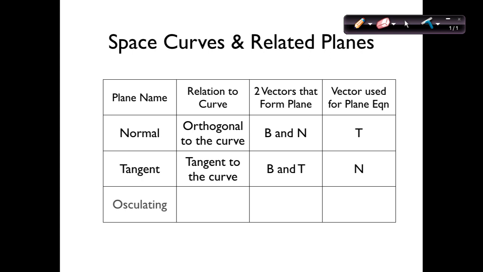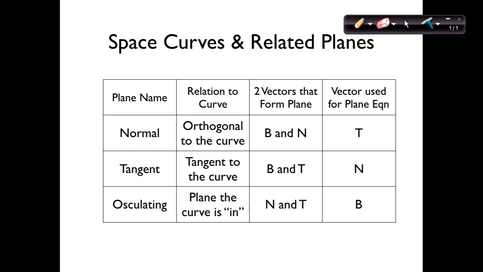And then the last one is the osculating plane. It's the plane the curve is in at that moment. It's formed by N and T, and the vector orthogonal to it that you would write the equation with is B. Okay, so I want to get to an example. Any questions about that?